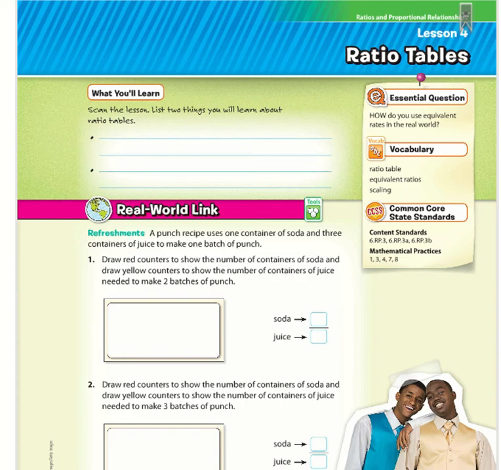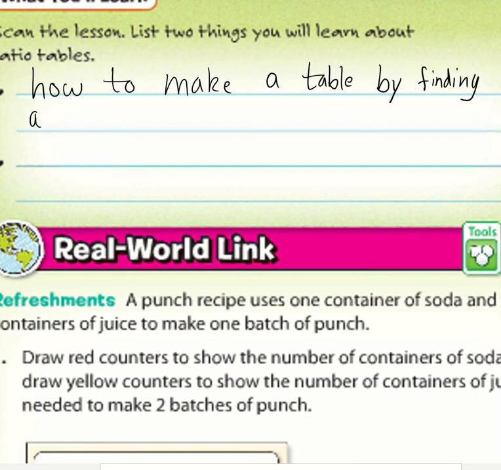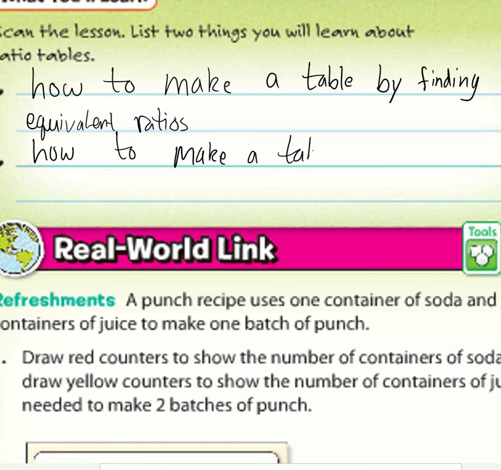So we're going to learn how to make a table by finding equivalent ratios. And then how to make a table by scaling.